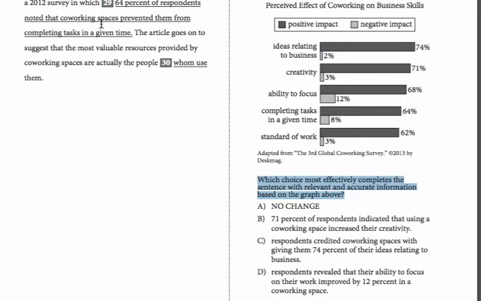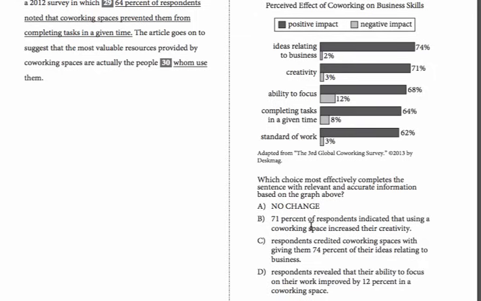So let's look at no change. 64% of respondents know that co-working spaces prevented them from completing tasks. Let's find 64. Completing tasks in a given time, positive impact. No, this would say that 64% of people said that it was better in a co-working space, that it helped them complete tasks because it's a positive impact. This is saying the exact opposite of that, saying it prevented them. So that's dead, right? We can kill A.